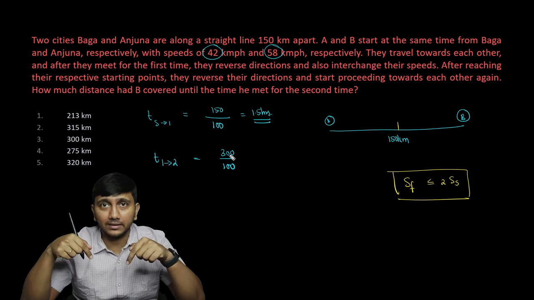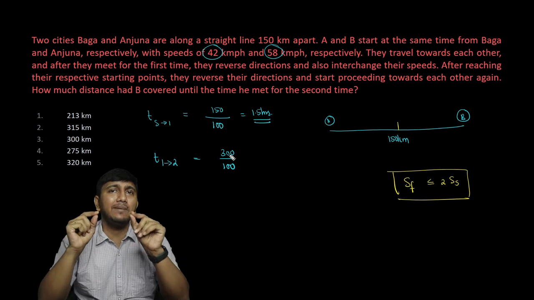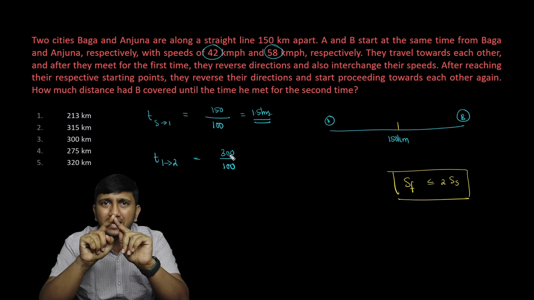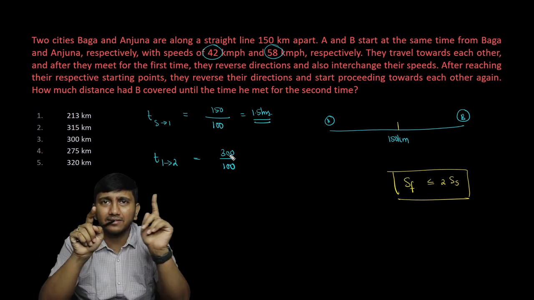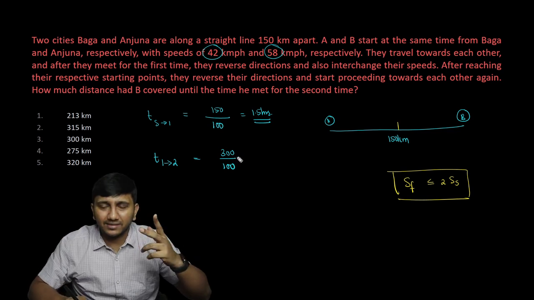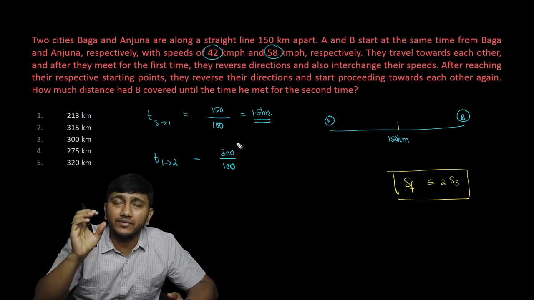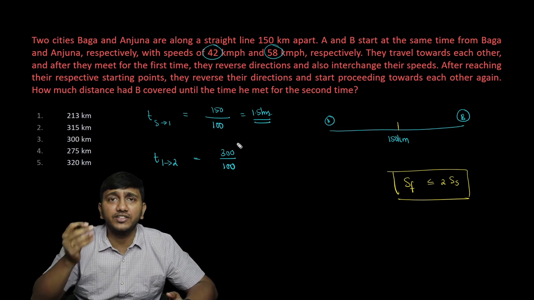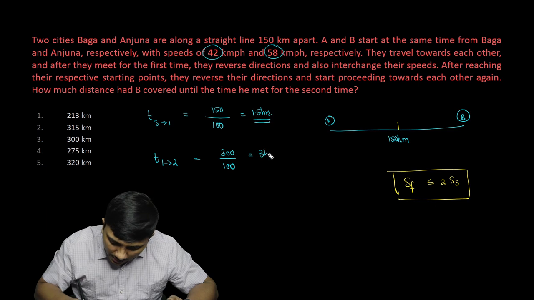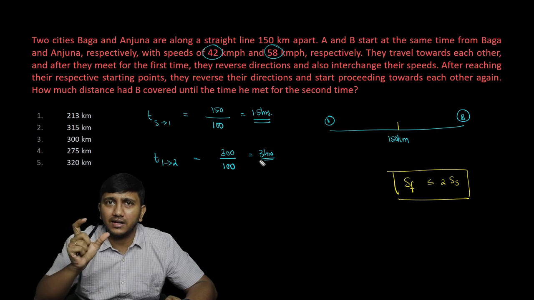Now, can we do something like this? Absolutely we can, because the time taken for these two guys is constant. Time taken for what? Time taken from the time they meet for the first time till the time they come and meet for the second time. Whatever time B takes to go and come and whatever time A takes to go and come, the time is going to be constant. Both of them are going to take the same amount of time. With that condition, I can take distance by speed as sum of the distances by sum of the speeds. That's what I'm doing here. The sum of the distances they have to cover is 300 and the sum of the speeds is 100. That tells that they will take 3 hours to meet for the second time. From the first till the second, that interval is going to be 3 hours.